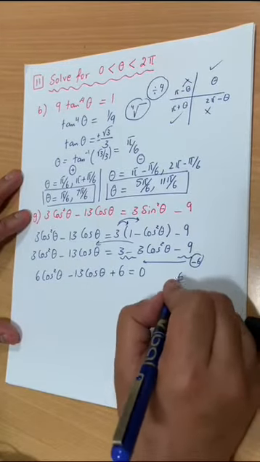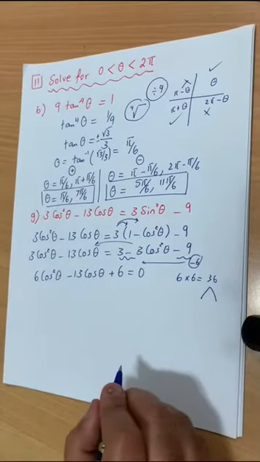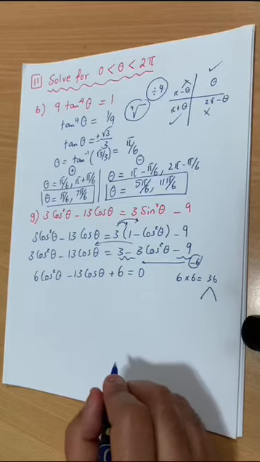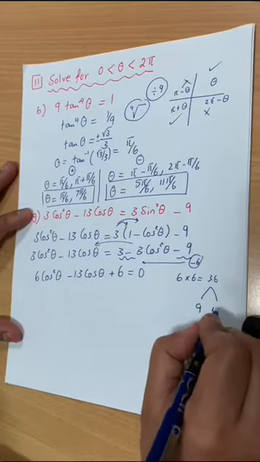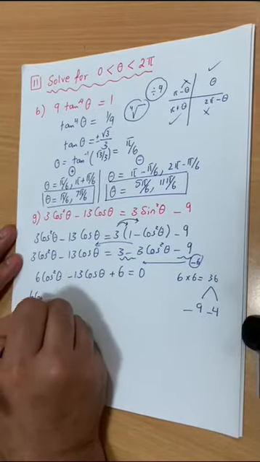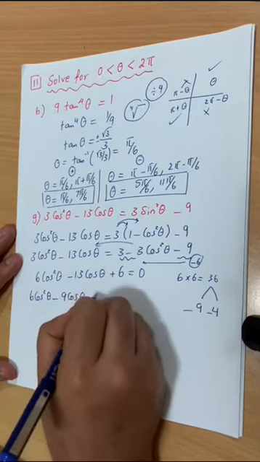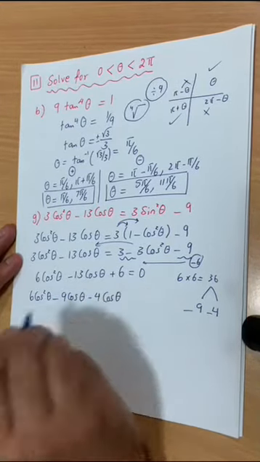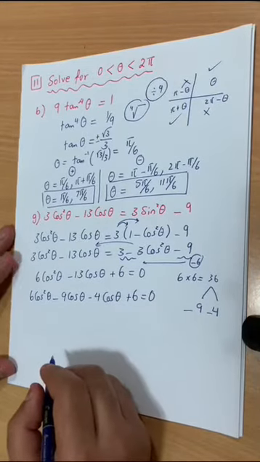Say by multiplying 6 by 6 is equal to 36. Find two numbers that give you the product 36 and sum 13. The two numbers are 9 and 4. Both of them will take a negative sign. So 6 cosine squared theta minus 9 cosine theta minus 4 cosine theta plus 6 is equal to 0. Take out the common factor.